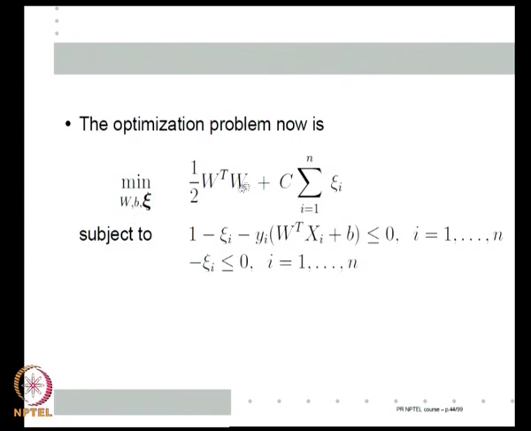Minimize over W, B and Ji, the all the Ji, that is the bold Ji, half W transpose W plus C times the sum of slack. I have written this in my standard optimization form. In optimization, all my constraints are written as something less than or equal to 0. So instead of writing yi into W transpose xi plus b greater than or equal to 1 minus Ji, I wrote it as 1 minus Ji minus yi into W transpose xi plus b less than or equal to 0. And similarly, instead of writing Ji greater than or equal to 0, I wrote minus Ji less than or equal to 0. This is my optimization problem now.